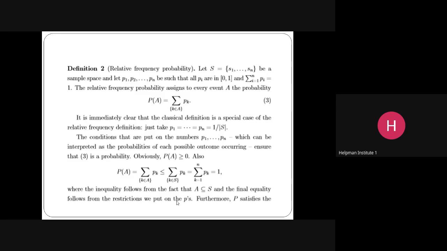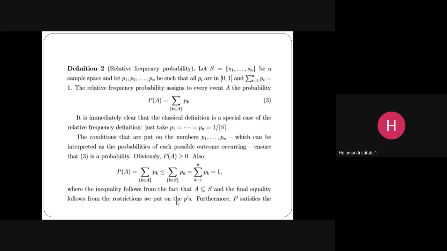Just like the first axiom that we have seen above, when you take the probability of the whole sample space, you get 1. And here we see that if we take the sum of all individual probabilities, it is going to give us 1. Now, the relative frequency probability assigns to every event A the probability P of A, which is equal to the sum of the probabilities Pk for all k belonging to A. Here A is a particular event that we define. This is our equation 3.